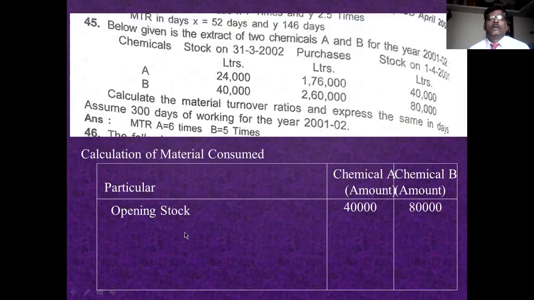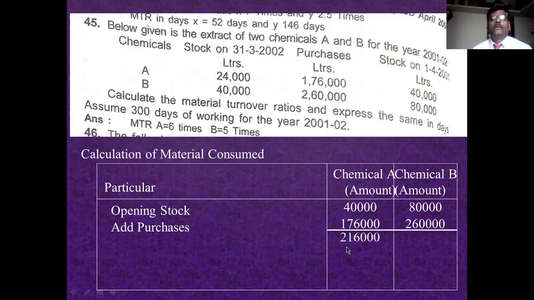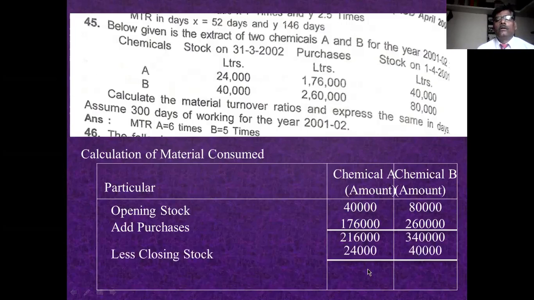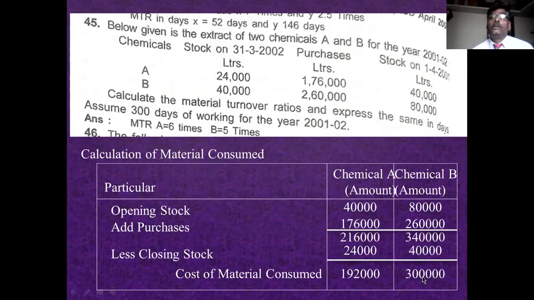40,000. Second is 80,000. Add purchases. Purchases are 1,76,000 and 2,60,000. Total of this is 2,16,000 and this is 3,40,000. Out of this you deduct the closing stock. Closing stock is 24,000 and 40,000. Then material consumed is 1,92,000 for chemical A. Chemical B is 3 lakh. This is the material consumed. In this way, you calculate material consumed.